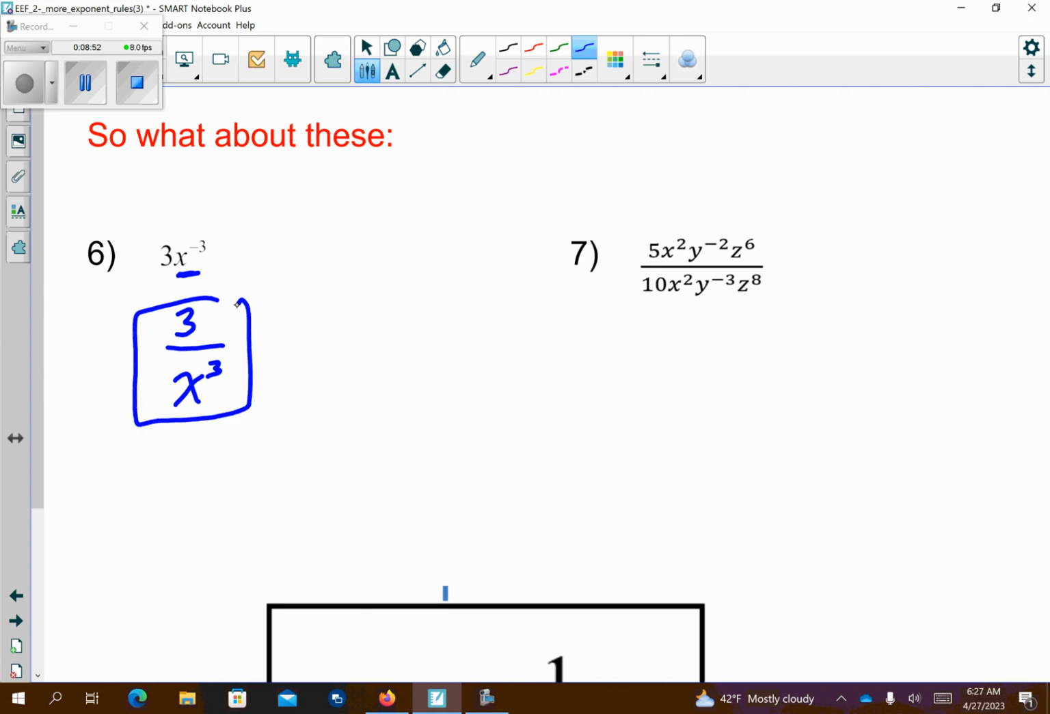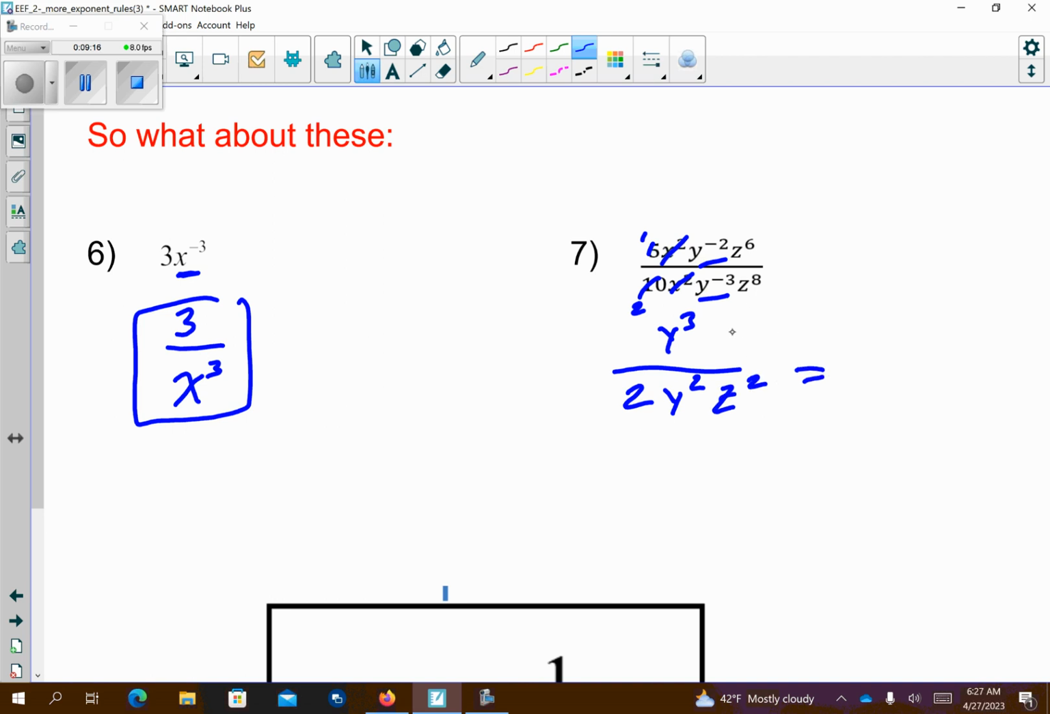So let's take a look at this big one. Okay, 5 over 10, I get a 2 on bottom because this reduces. Tug of war with the x's, who wins? Well, it's a tie. They cancel. And then look, I have y to the negative 3 on bottom, so I have y to the third now on top, y to the second on bottom. And we're going to tug of war here in a moment. We can take care of the z's, tug of war between the z's, who wins? Well, the bottom wins by 2.